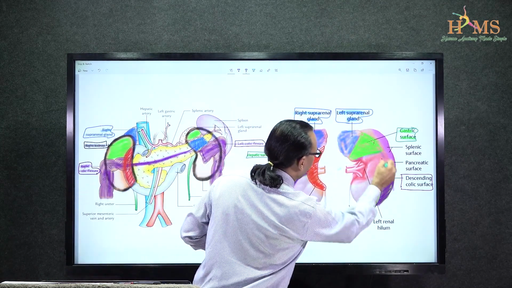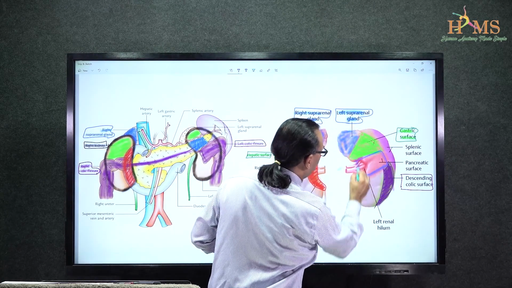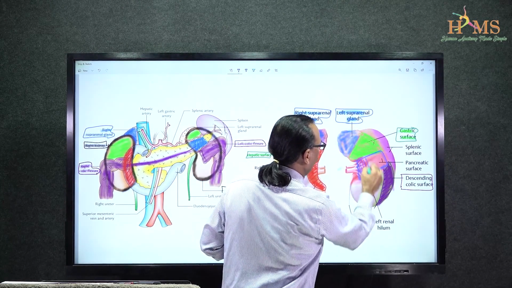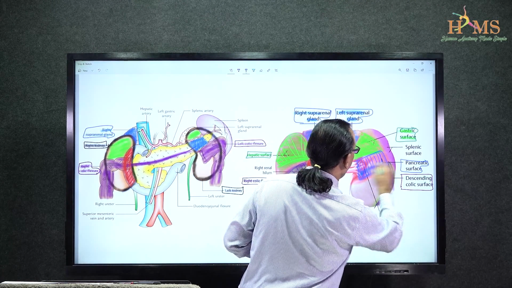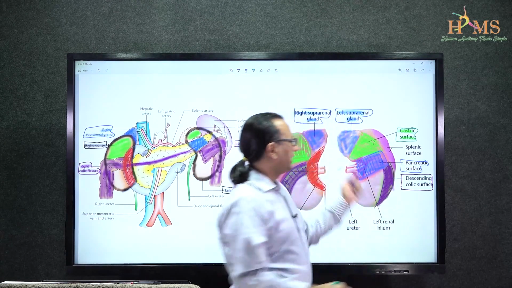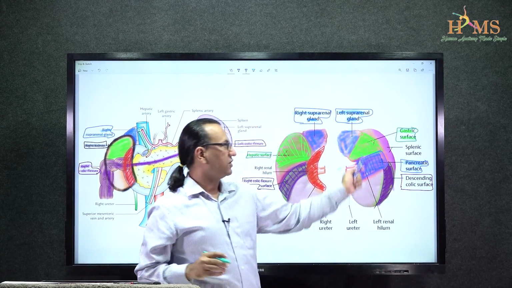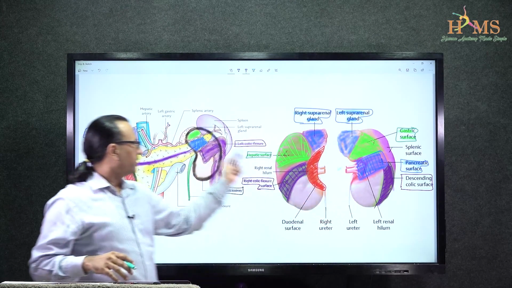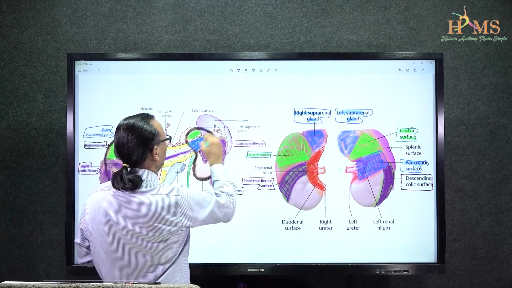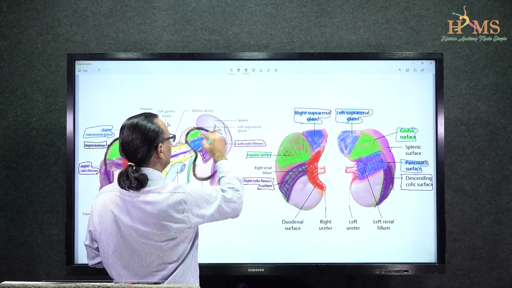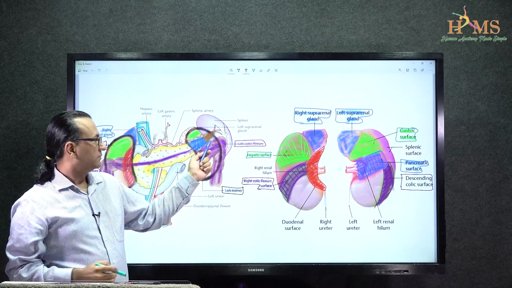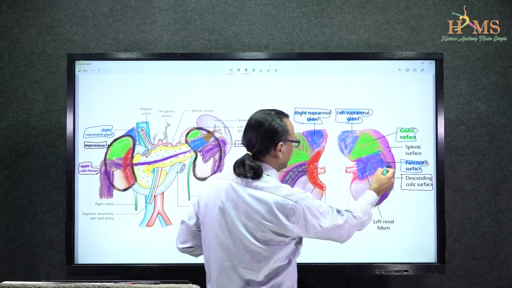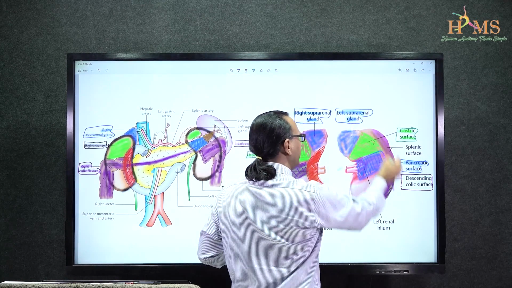So as you mark the body of the pancreas lying anterior to the left kidney, where is the tail of the pancreas? Actually, tail of the pancreas is not related to the kidney. Tail of the pancreas relates with the hilum of the spleen. As you can see, the tail of the pancreas will be relating to the spleen here.